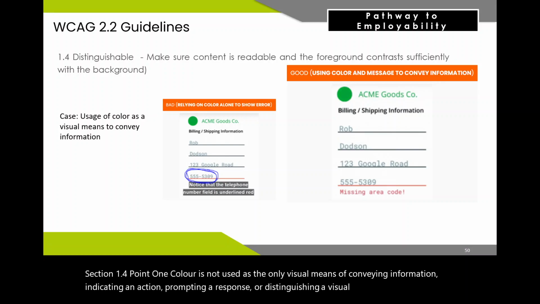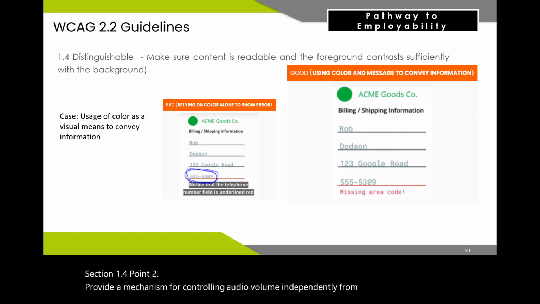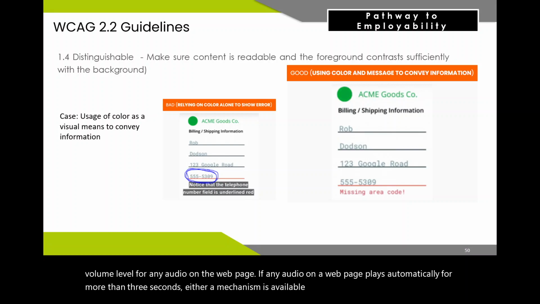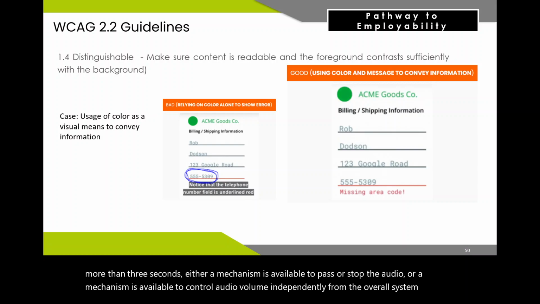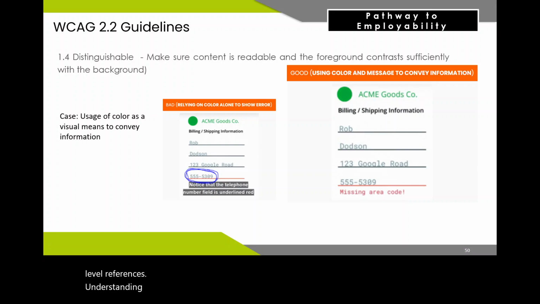Section 1.4.2, Provide a mechanism for controlling audio volume independently from the overall system volume level for any audio on the web page. If any audio on a web page plays automatically for more than 3 seconds, either a mechanism is available to pause or stop the audio, or a mechanism is available to control audio volume independently from the overall system volume level. References. Understanding Guideline 1.4.